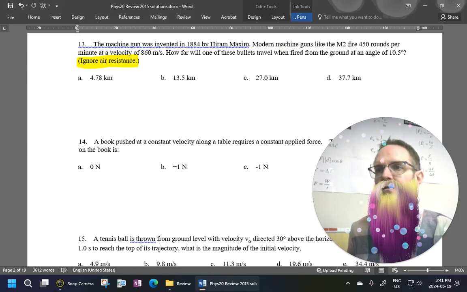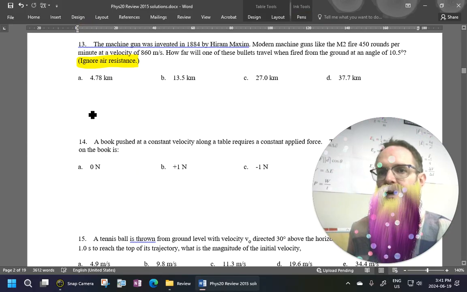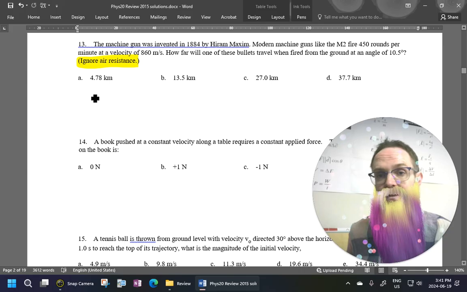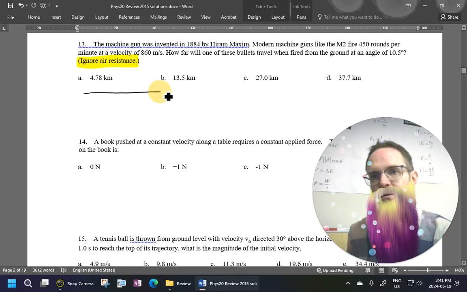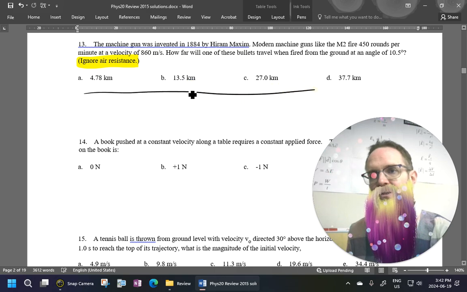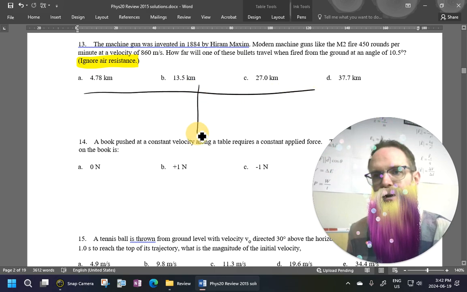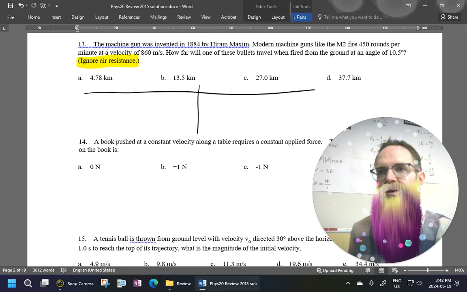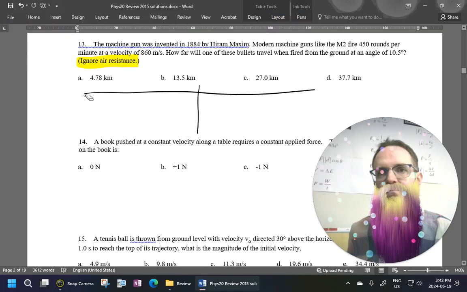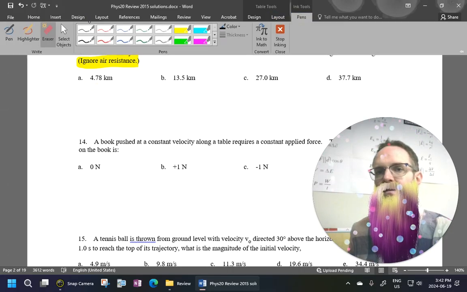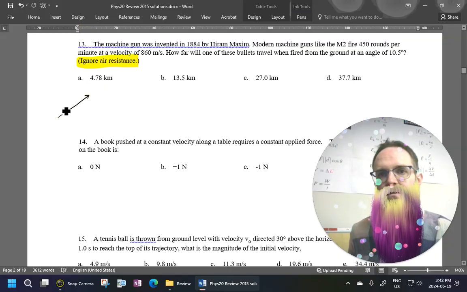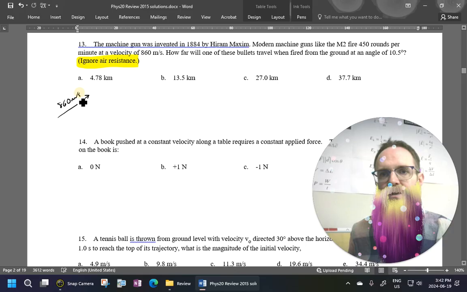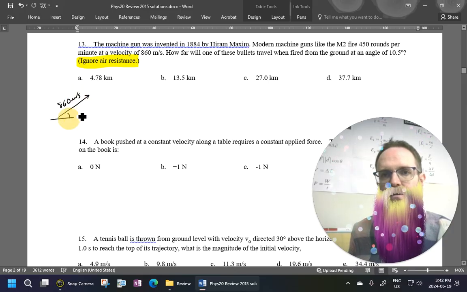If fired from an angle of 10.5 degrees. Okay, so this is going to be one of those T-chart questions again. So we're looking for our range. So I'm just going to draw out a T-chart here. Nice and big T-chart. We're going to use lots of space, maybe even bigger than that. Also, I should probably leave a space for my vector diagram. So here's my vector, 860 meters per second at 10.5 degrees. Okay, that's good.